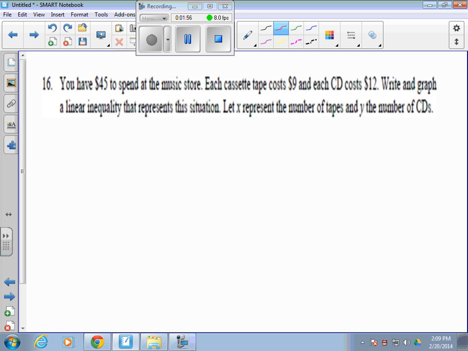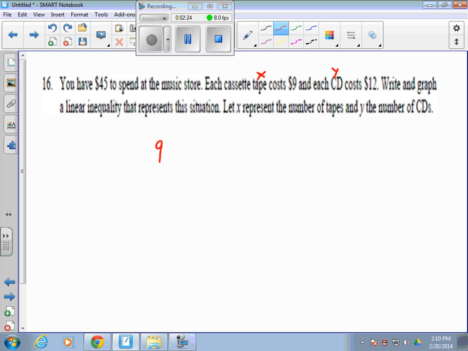Number 16 says you spend $45. You have $45 to spend at the music store. Each cassette tape costs $9 and each CD costs $12. Write and graph a linear inequality that represents the situation. Let X represent the number of tapes and Y the number of CDs. Well, it says so X is tapes and Y is CDs.